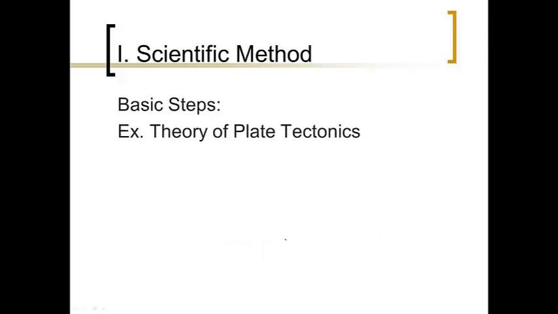Okay. So, a couple examples. The theory of plate tectonics. Plate tectonics, basically a way of explaining why we have earthquakes, why certain structures form on the earth, and the idea is because the Earth's crust is broken up into a bunch of different plates that can move. Okay, so there's an explanation.